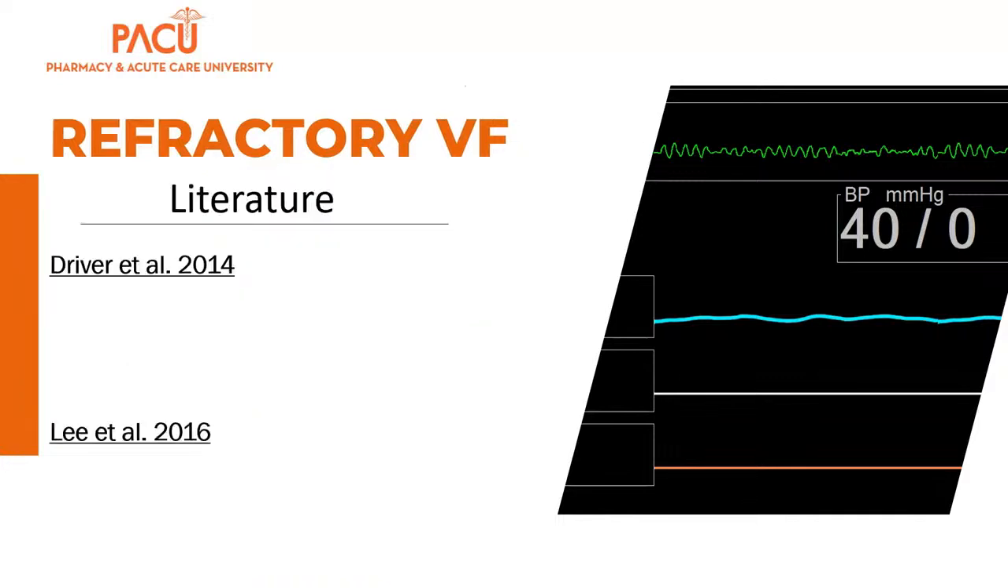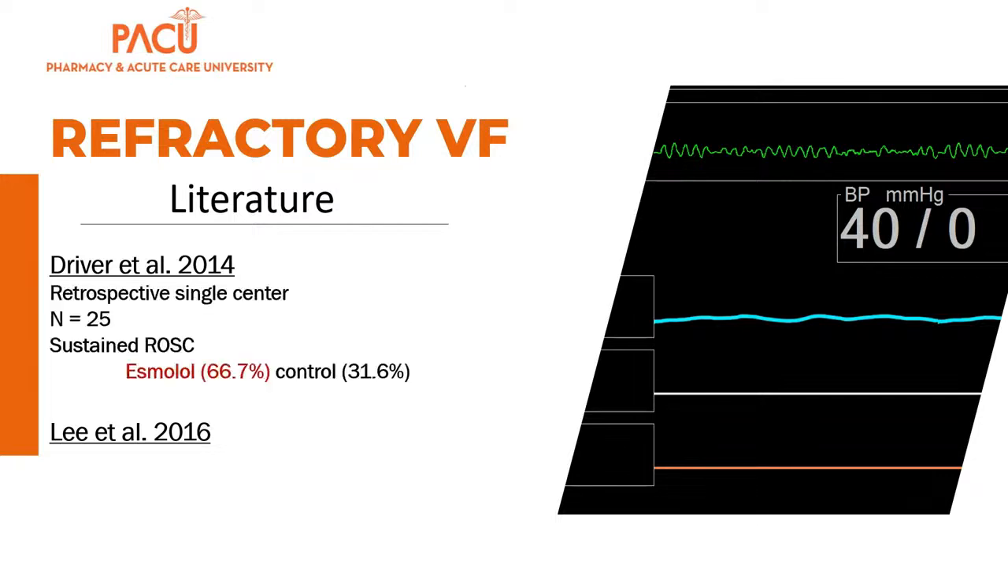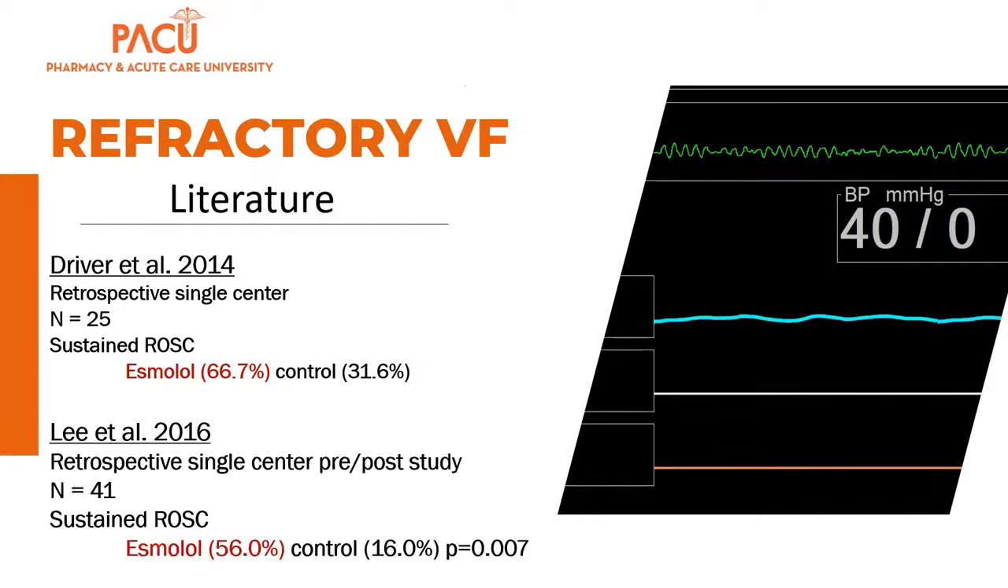All right, so there are two poorer quality studies that support using esmolol in refractory VFib. This is the literature that we have. Driver and colleagues in 2014 did a retrospective single center study of 25 patients. Esmolol resulted in sustained ROSC 2/3 of the time, whereas the matched control was only 1/3 of the time. Another group in 2016 did a retrospective single center pre-post study in 41 patients. They found esmolol also significantly resulted in sustained ROSC.